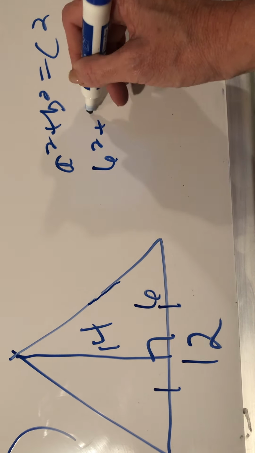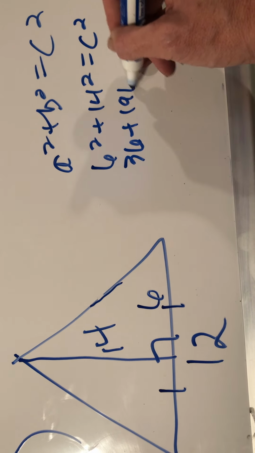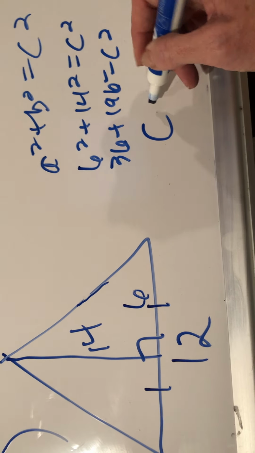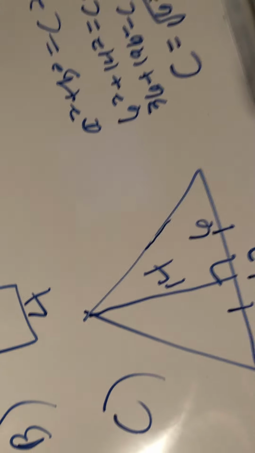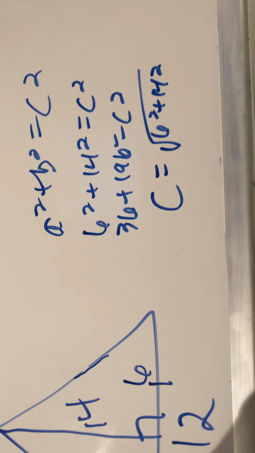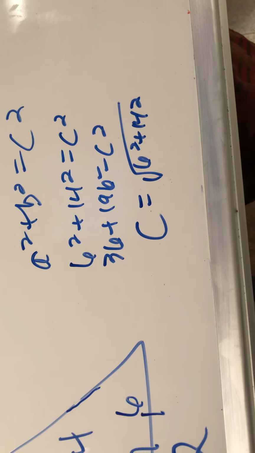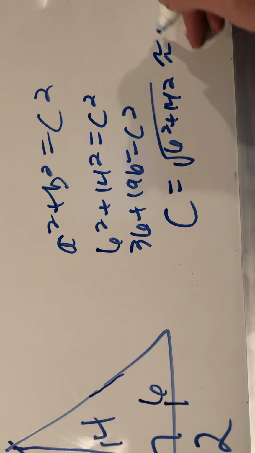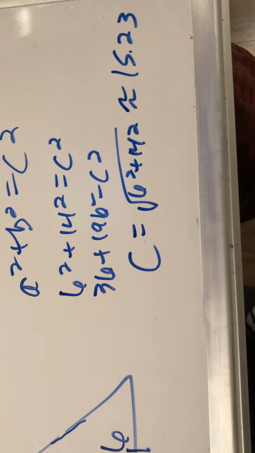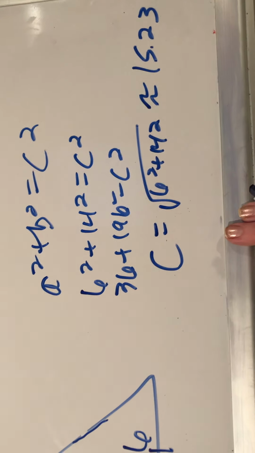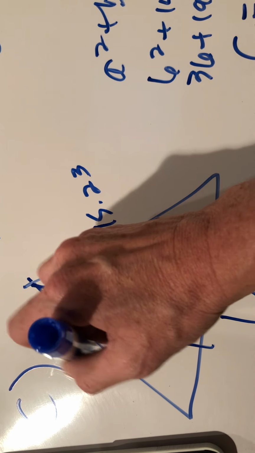So that'd be 6 squared plus 14 squared equals c squared. And then 36 plus 196 equals c squared. Or you could just go to c being the square root of 6 squared plus 14 squared. We've done that a lot. So just put that in the calculator, the square root of 6 squared plus 14 squared, and you get about 15.23, because we are supposed to round to the nearest hundredth. So this is 15.23 and this is 15.23.